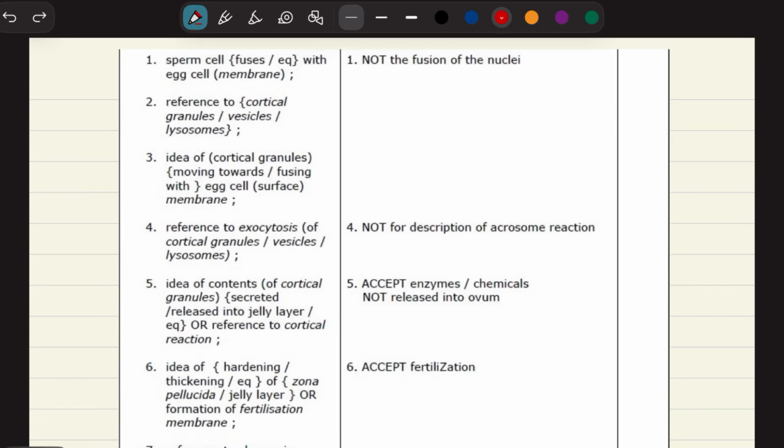So, the first one says we're talking about stages after the acrosome reaction. So we know that's when we're creating a pathway for the sperm to get to the egg cell. Well, hopefully, eventually, the sperm cell is actually going to then fuse with the egg cell. So that's the first thing we want to talk about.